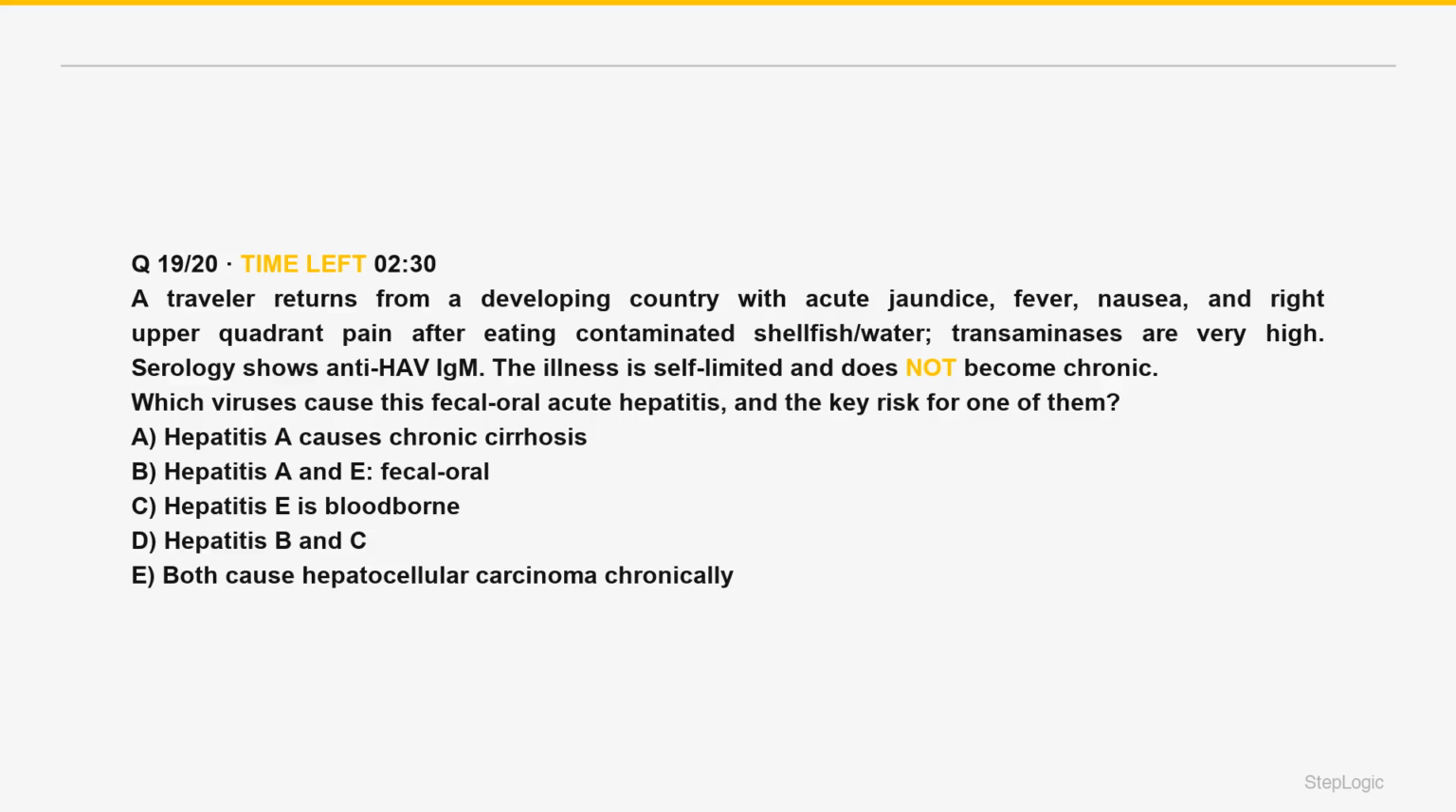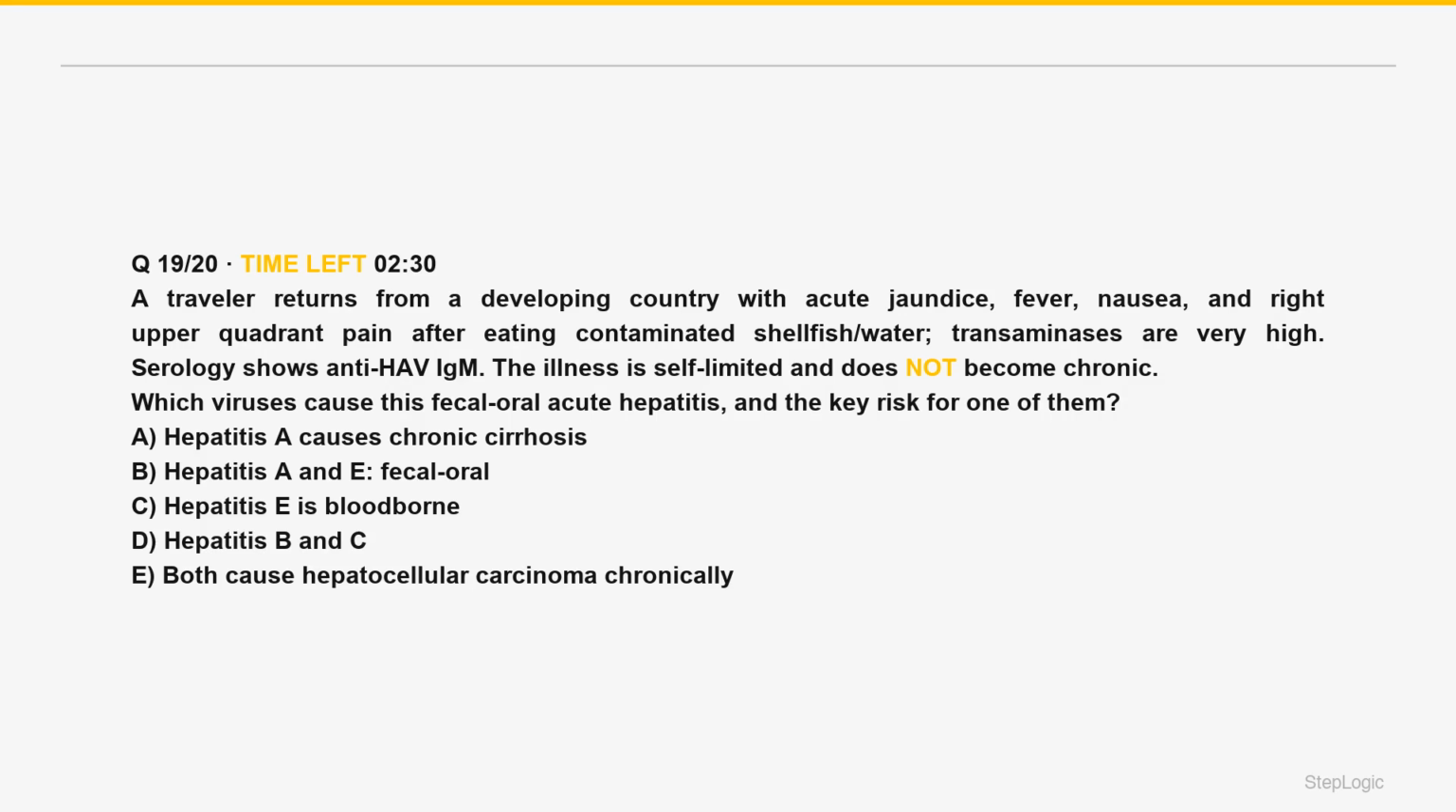Which viruses cause this fecal-oral acute hepatitis, and the key risk for one of them? A traveler returns from a developing country with acute jaundice, fever, nausea, and right upper quadrant pain after eating contaminated shellfish or water. Transaminases are very high. Serology shows anti-HAV IgM. The illness is self-limited and does not become chronic.